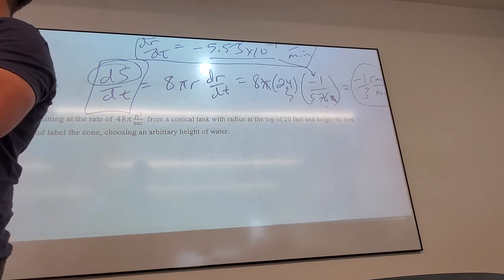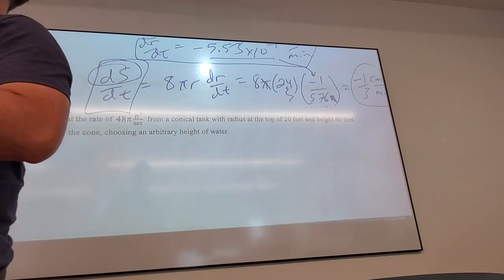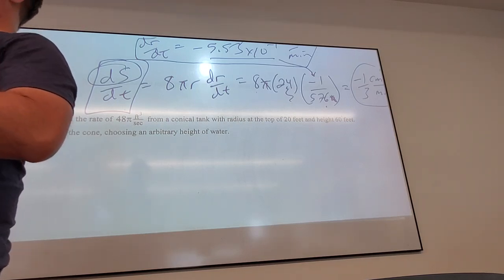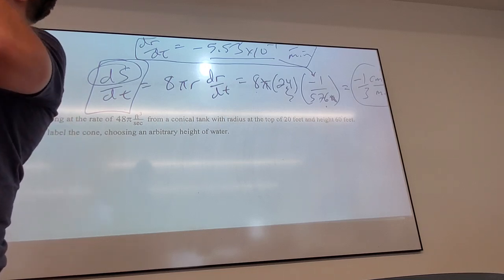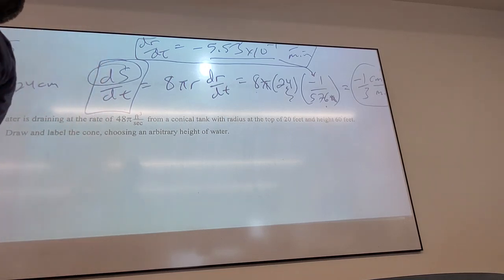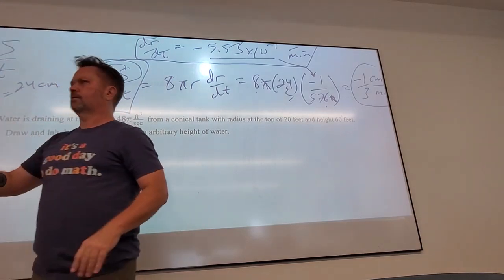When I say similar triangles, does anyone know what that reference is? Proportions. I love proportions. Yeah. Like 3, 4, 5 is similar to 6, 8, 10. It's just twice as big. So all the sides are in proportion to each other.